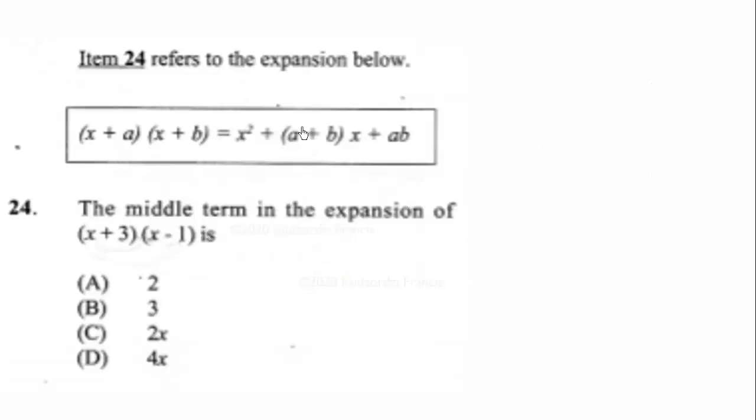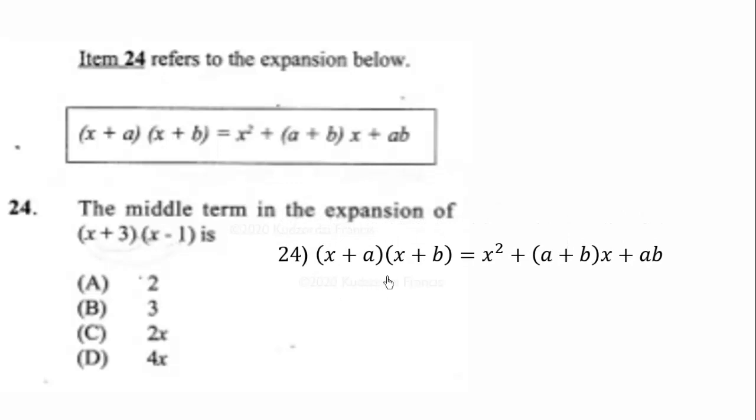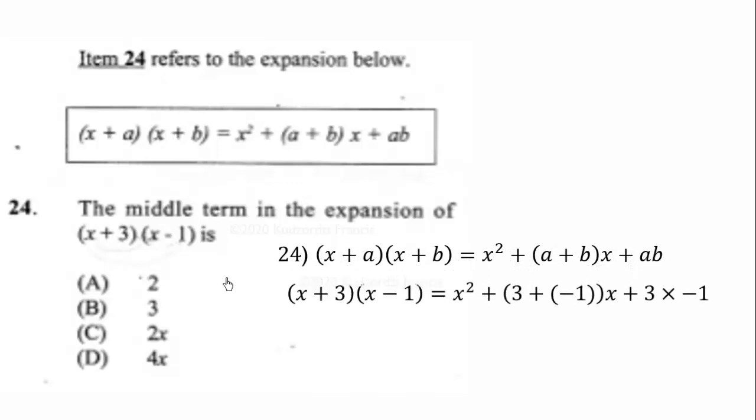Now we are at number 24. We want to use this expression. We want to use this expansion to find the middle term in this expansion. So this is the expansion given to us, and the expansion given to us is this. The factors given to us is this. So over here a is 3 and b is equal to -1.